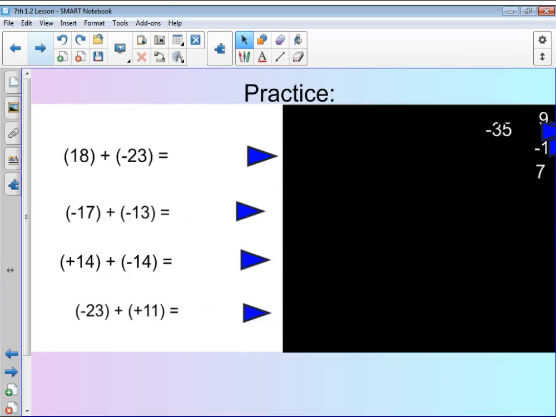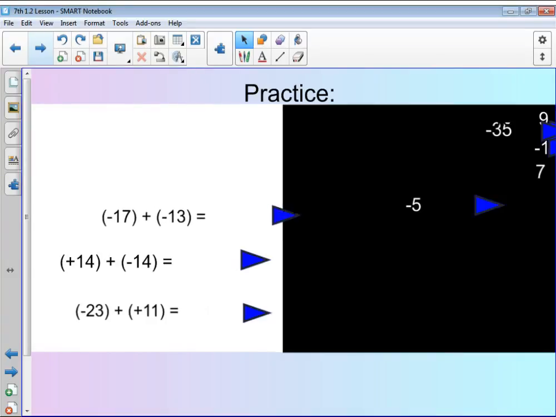Okay, so for 18 plus negative 23, you should have gotten negative 5. For negative 17 plus negative 13, they have the same symbol, so I know that the answer is going to be negative. They should just apply the same symbol. You should have gotten negative 30. Is that right? Did I do that right? Yeah.